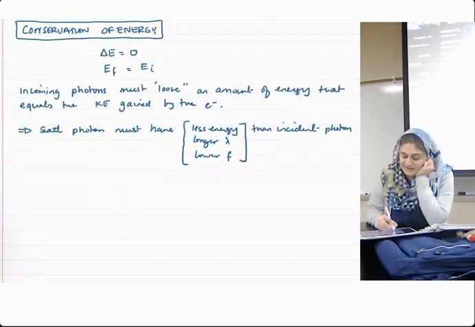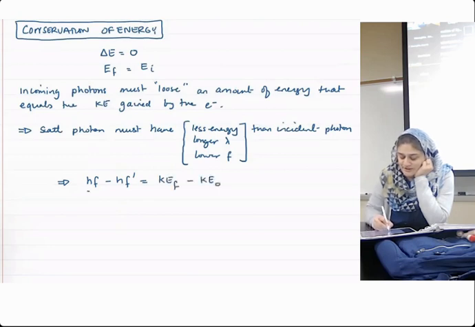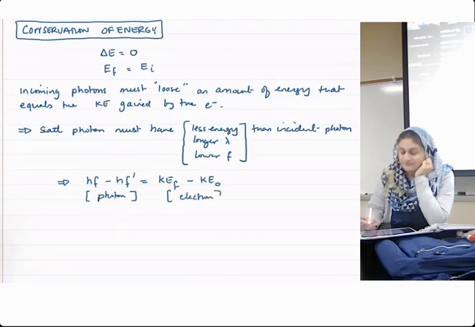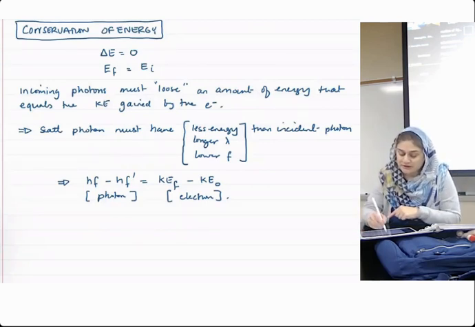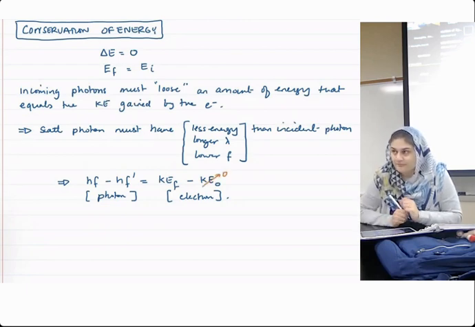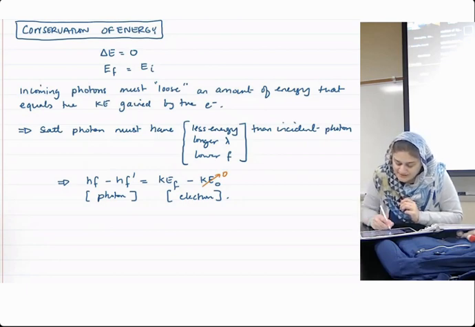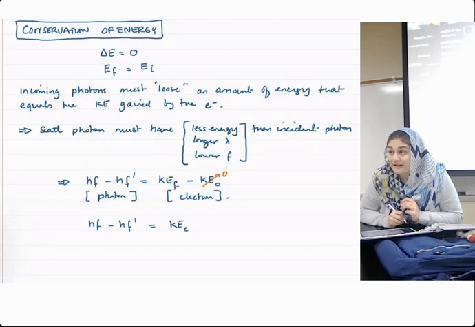Or mathematically, the same thing can be written as hf minus hf prime equals kinetic energy final minus kinetic energy initial, where this is for the photon and this is for the electron. The amount of energy gained by the electron must equal the amount of energy lost by the photon, where I know this is 0 because it wasn't moving initially. So I can rewrite this as hf minus hf prime equals kinetic energy of the electron.